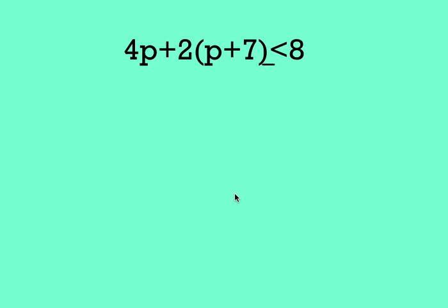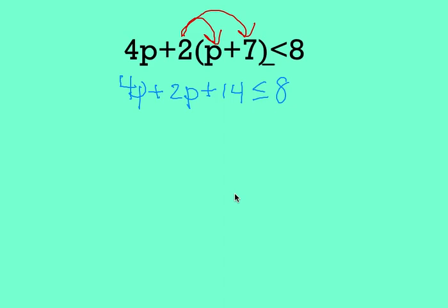In our next example, you are going to notice that we have parentheses on the left-hand side. So just like we did when we were solving equations, when we see those parentheses, we need to distribute the number that is outside. So we are going to distribute that 2 to both of the pieces inside of the parenthesis. So 4p is not affected, but 2 times p is going to give us plus 2p, and 2 times 7 is going to give us plus 14, and then we have less than or equal to 8.